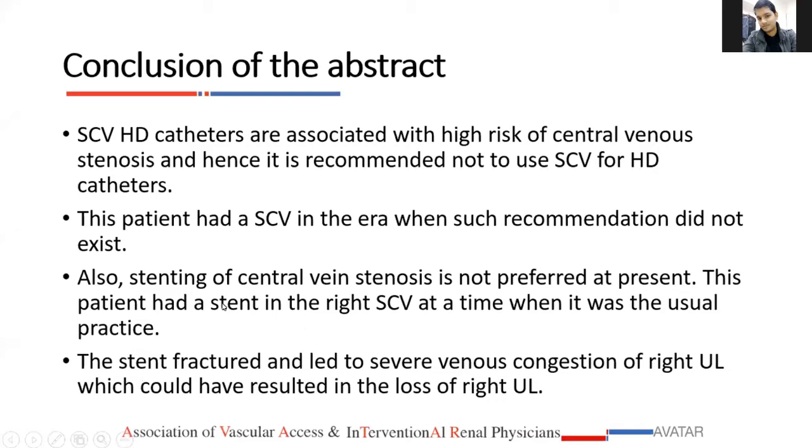The stent was lying in the subclavian vein, and with the movement of the hand, the friction, and the compression of the stent between the first rib and the clavicle, it subsequently fractured. There was venous congestion, so much so that we thought he would lose his right upper limb if we did not do any intervention.